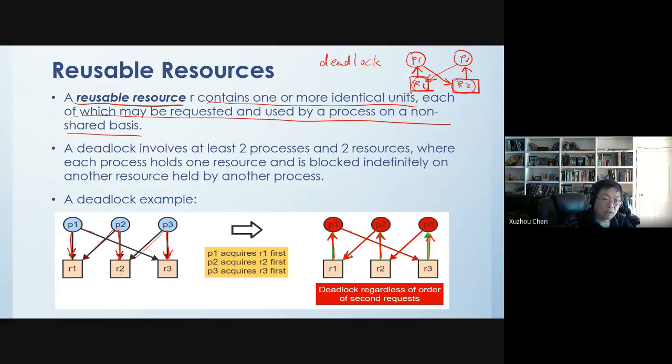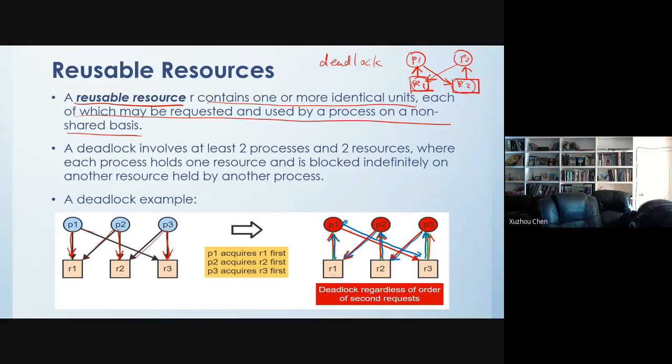Let's take a look, in this case. The loop actually starts from, let's say here, from P1. So P1 requests R3, and then R3 is currently in the hand of P3. And P3 cannot continue, it is requesting R2, but R2 is in the hand of P2. And P2 cannot continue because P2 is requesting R1, and R1 is in the hand of P1.